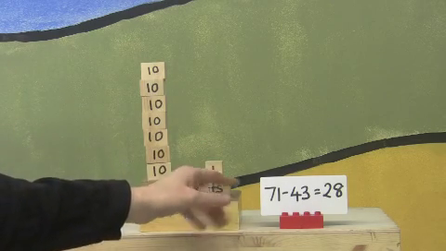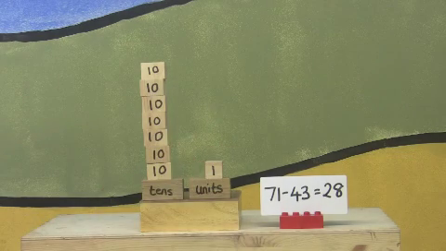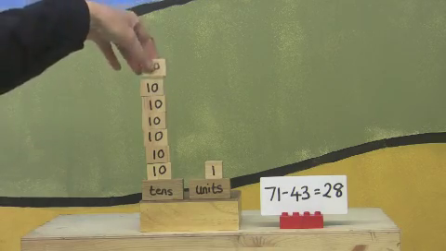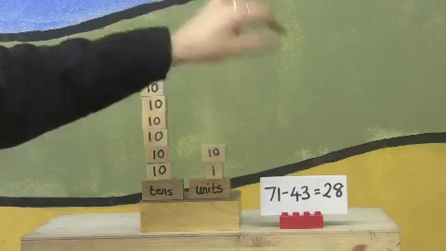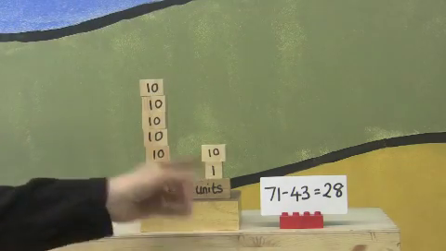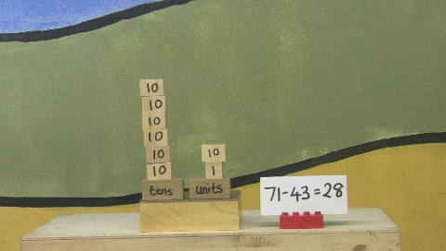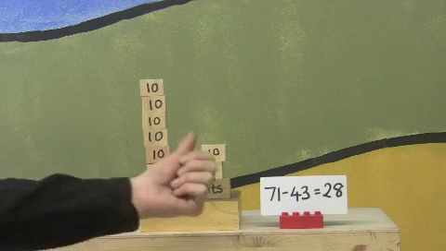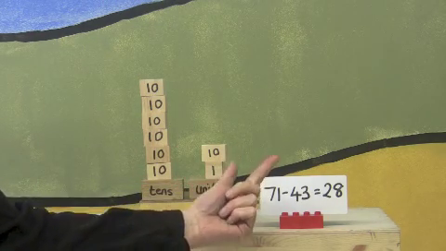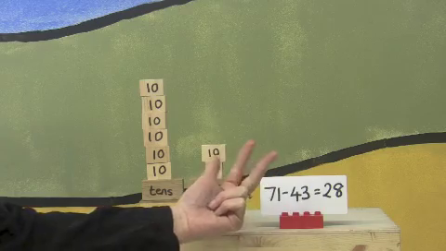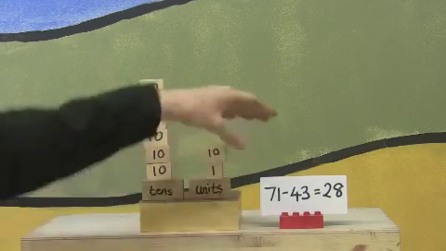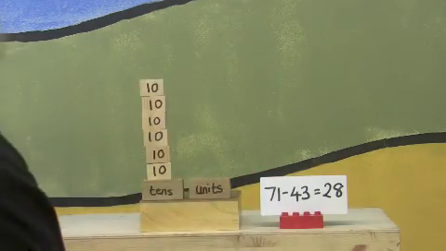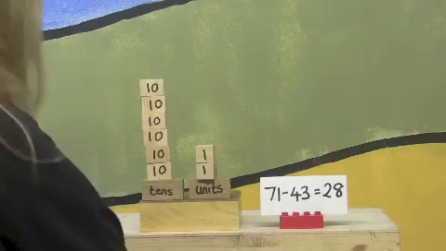1 take away 3 can't be done. So I'm going to borrow a 10. Now I have 11 units. 11 take away 3, 10, 9, 8. The answer is 8. 8 units. So we'll replace the blocks and put in our 8 units.